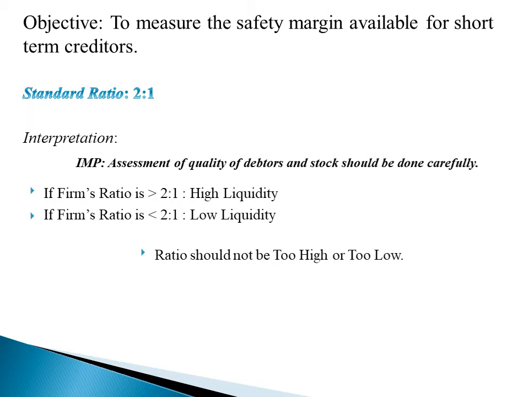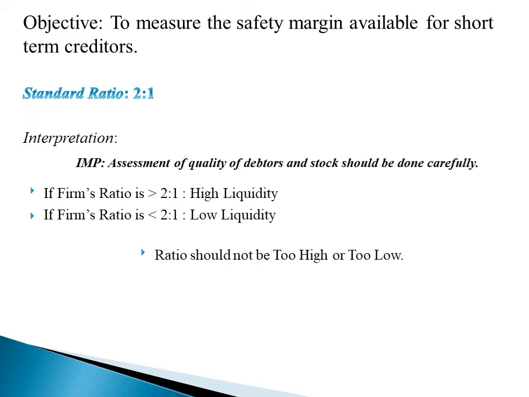Now you must be thinking how to decide whether it is too high or too low, right? Don't worry, it is very simple. Just compare the firm's calculated ratio with its past ratios, or with the ratio of another firm of the same industry, or with the industry standard, industry norms.